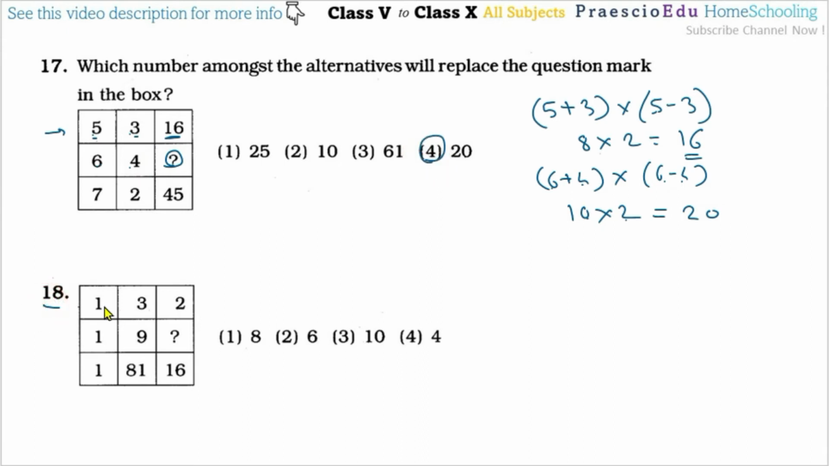Question number 18. 1 square is 1. And then this 1 square again is 1. Likewise, 3 square is 9 and 9 square is 81. So 2 square is 4 and 4 square is 16. So 4 can replace the question mark, and this 4 is available in option number 4.